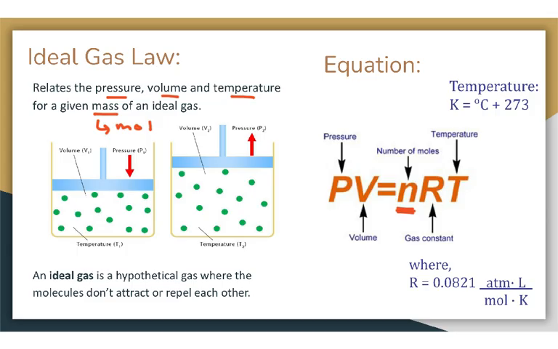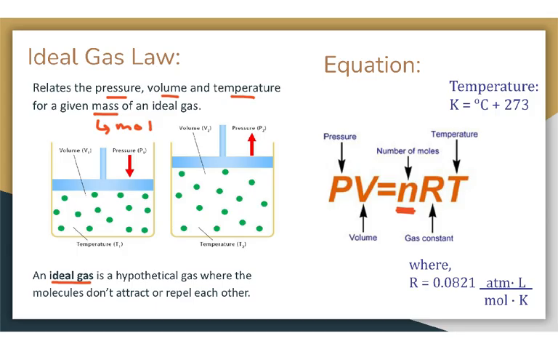You might be wondering, what is an ideal gas? An ideal gas is a hypothetical gas where the molecules don't attract or repel each other. So when we're using this gas law, we're assuming that the gases we're working with are ideal gases and that they don't have charges, something we haven't talked about much. This gas law just has us assume that we're not dealing with that.